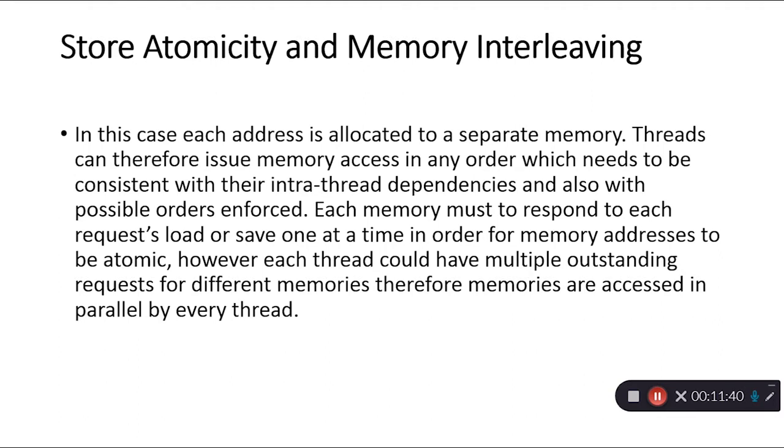Store atomicity and interleaving. In this case, each address is allocated to a separate memory. Threads can therefore issue memory accesses in any order, which needs to be consistent with their intra-thread dependencies and also with possible orders enforced. Each memory must respond to each request, load or store, one at a time in order for memory addresses to be atomic.